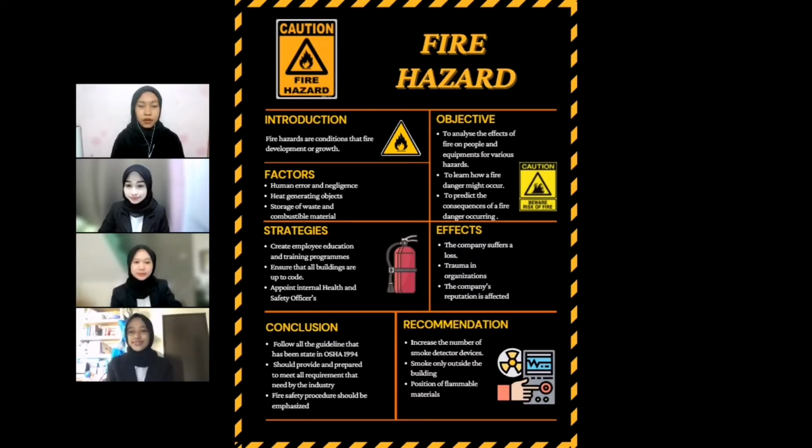So let's start. Firstly, introduction. Fire hazards are conditions that favor fire development or growth. Three elements are required to start and sustain a fire, for example, oxygen, fuel, and heat. Because oxygen is naturally present in most Earth environments, fire hazards usually involve the mishandling of fuel and heat.